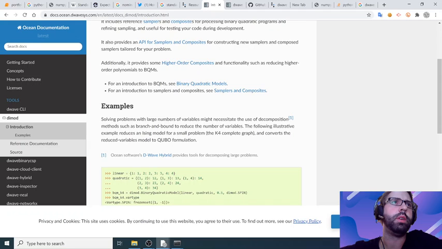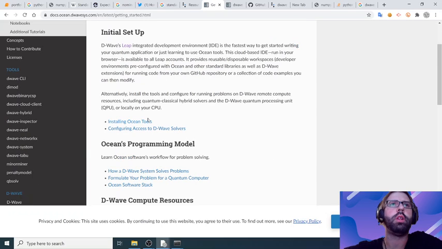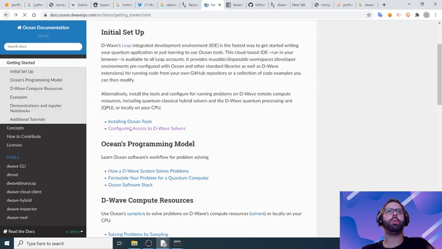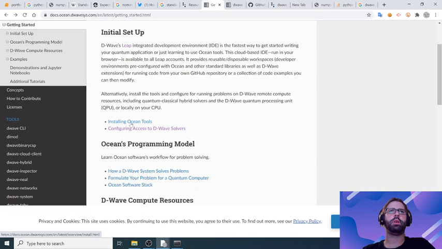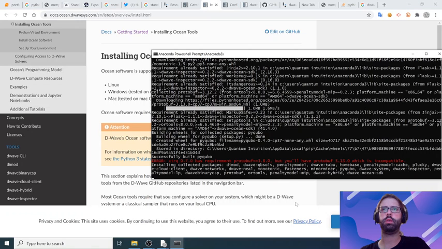Getting started. That's probably where I should go. Initial setup. Installing Ocean tools, configuring access to D-Wave solvers. This is where I should probably open up both. Did this get installed? No. Who cares about Circ though? Okay.